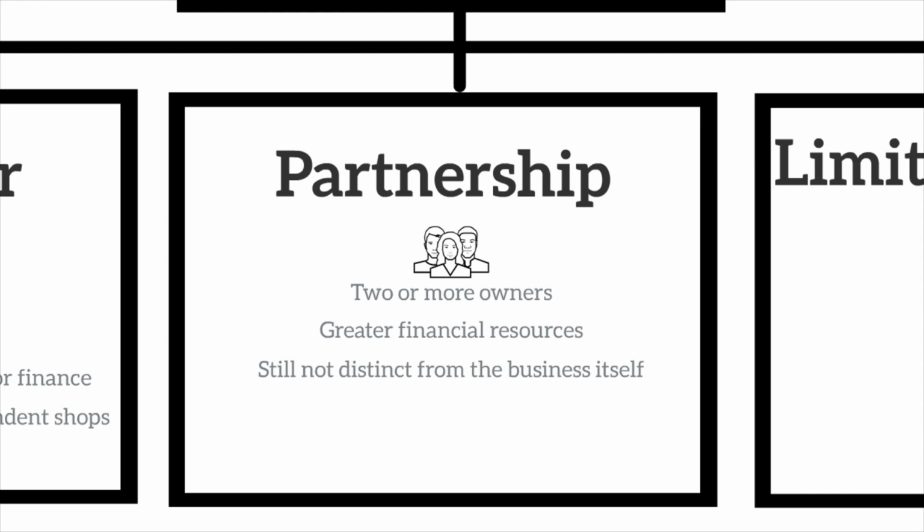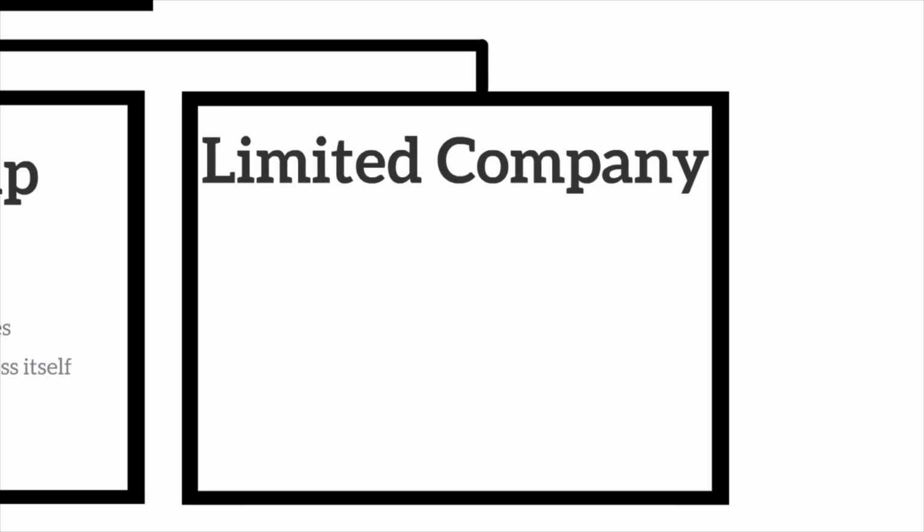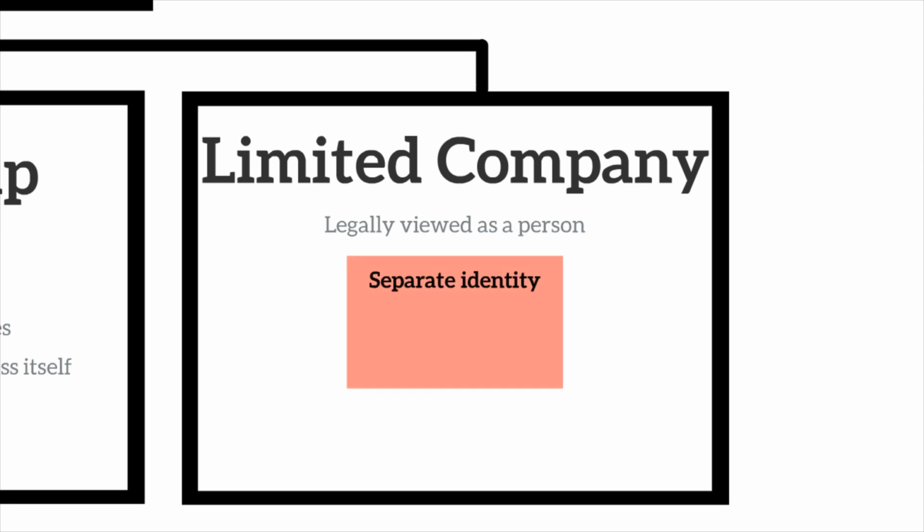The idea of separation or distinction from a business is the key difference with the next of our three profit-making companies, and that is a limited company. Now, what we have here in a limited company is an officially registered company that is legally distinct from its owners. Essentially, and this might be a little bit of a weird concept to get your head around, a limited company is legally viewed as a person. And this idea that the shareholders, the owners of a limited company, are legally distinct from the company itself is encompassed by a concept known as separate identity.